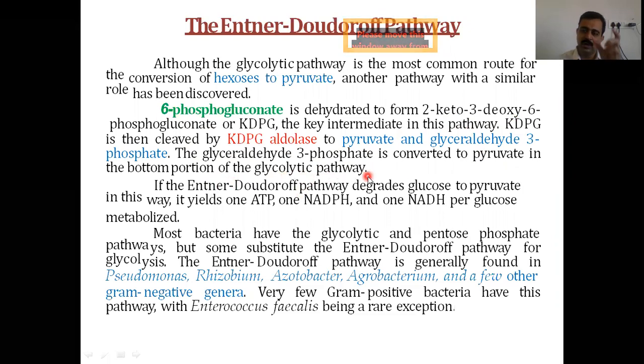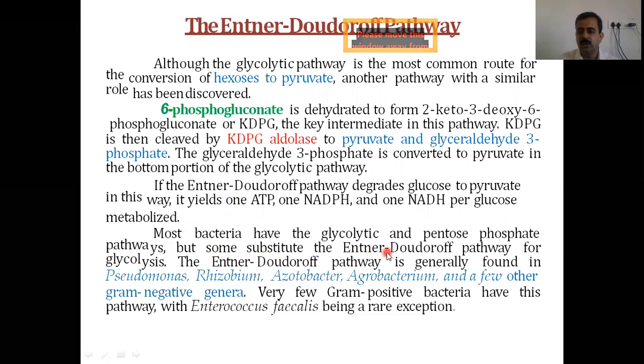So it will run only the glycolytic pathway, but when it comes to pyruvate, at that time there will be a separation of the pathway. The Entner-Doudoroff pathway, that is the ED pathway, degrades glucose to pyruvate in this way, and it yields 1 ATP, 1 NADPH and 1 NADH per glucose metabolized. So ultimately, it will generate an ATP molecule by breakdown of that sugar after pyruvate formation.